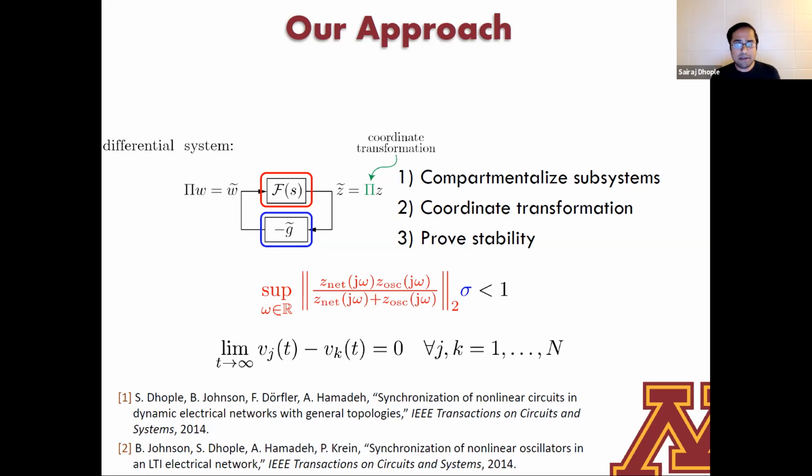You will get stability in this coordinate transformed system where I'm looking at signal differences, and then that maps to synchronization in the original system. So that's about as much detail as I'll provide about how we prove stability. There are a lot of technical details here, which I'll direct you to the papers for more information.